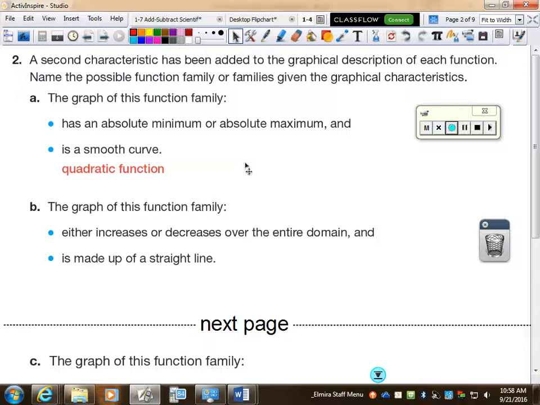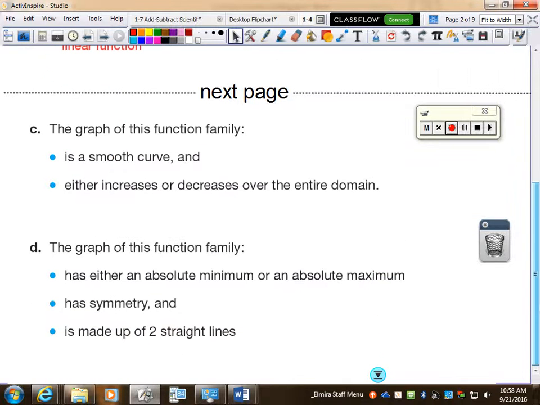The graph of this function family either increases or decreases, not both, and is made up of a straight line. Pause. That's a linear function. Okay. At the top of the next page, we have two more. We have C and D.